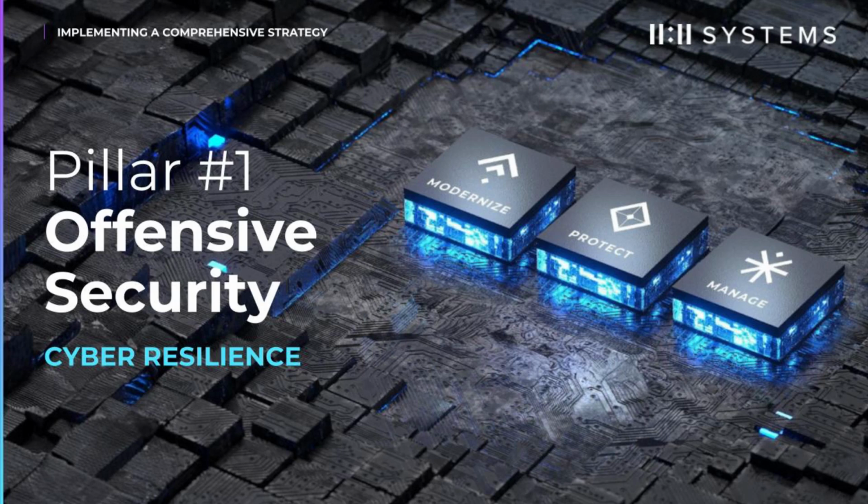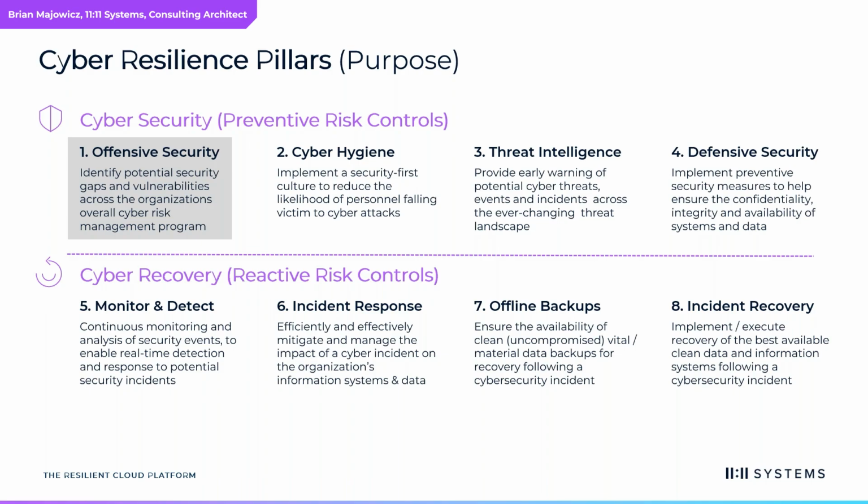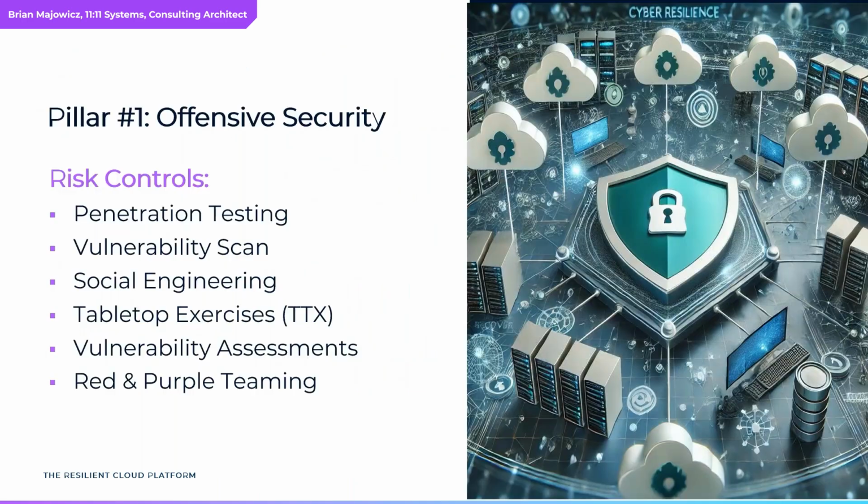For this session, we're focusing on pillar number 1, offensive security, within our cybersecurity preventive risk controls. The primary purpose of offensive security is to identify potential security gaps and vulnerabilities across the organization's overall cyber risk management program. Now we'll discuss at a high level some of the key offensive security concepts and risk controls.